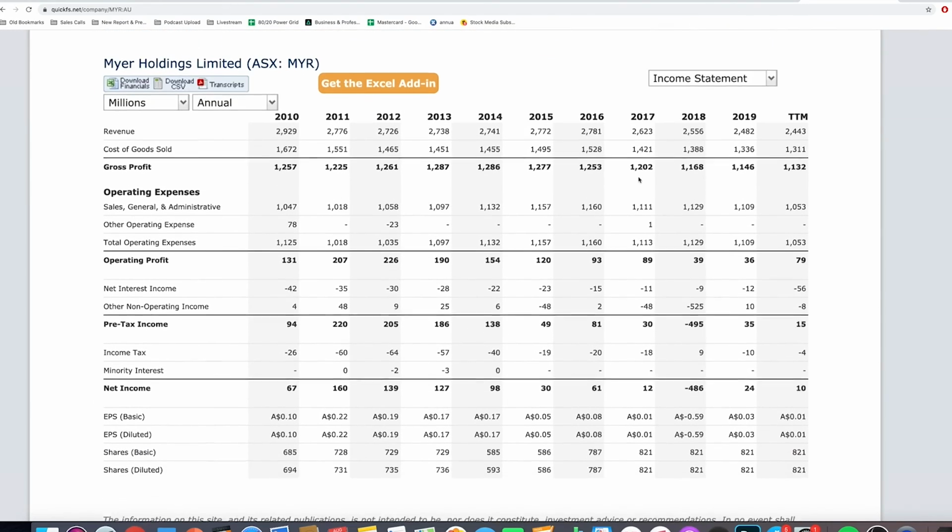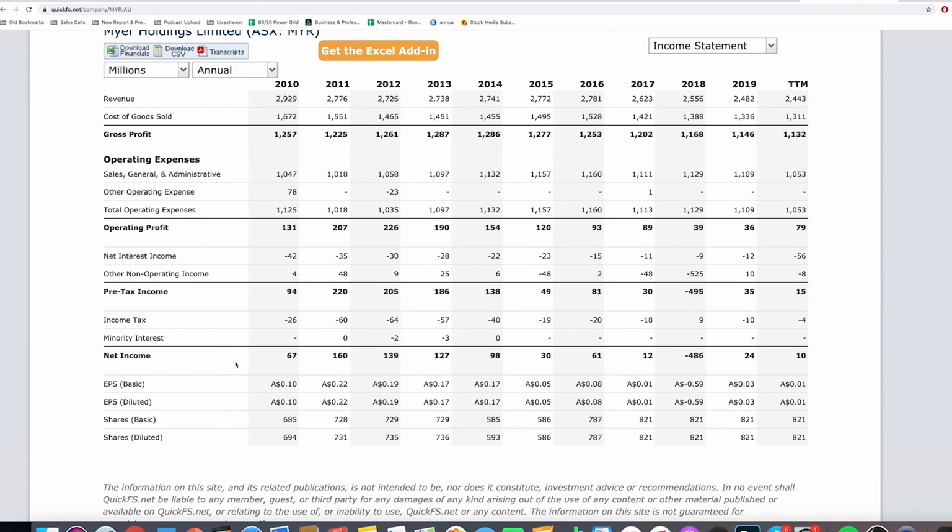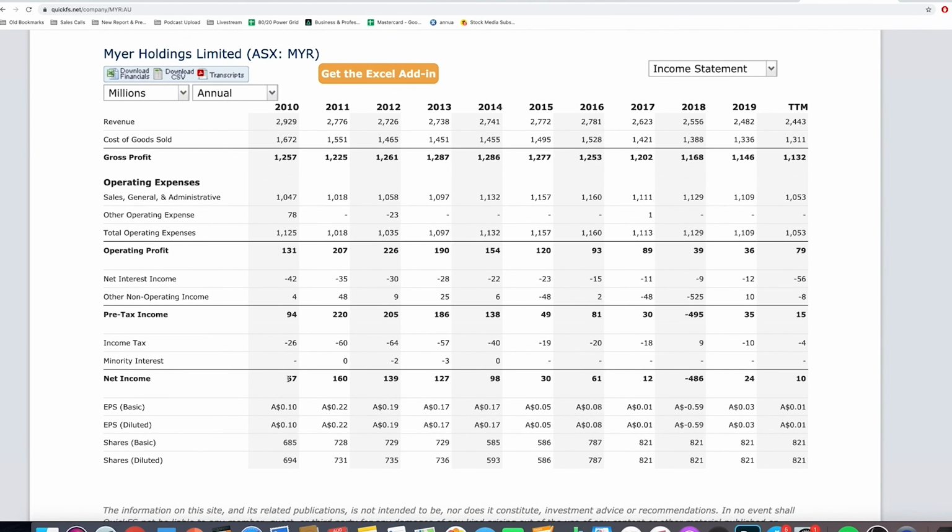And then what we can do is we can take a look at net income, and we can see that net income is just all over the place, right? One year they made 67 million. The next year they made 160 million, then 139, then 127, 98, 30, 61, 12. They lost half a billion dollars. Then they made $24 million. So they've really been all over the place. And obviously the same is true on a per share basis.